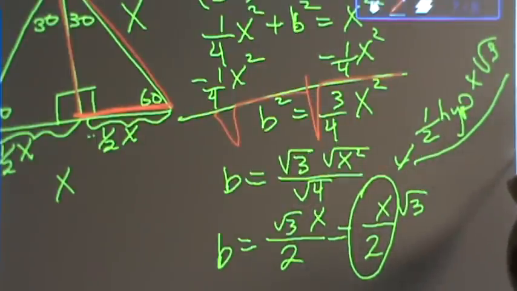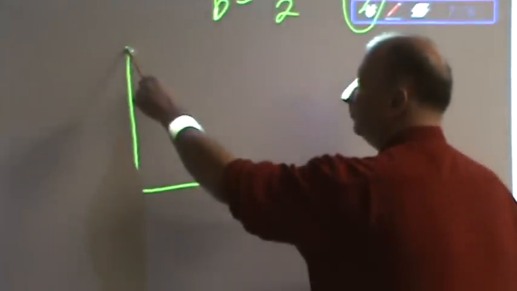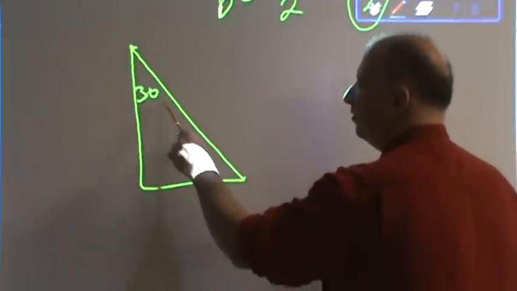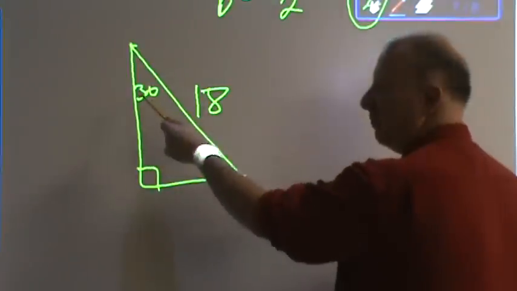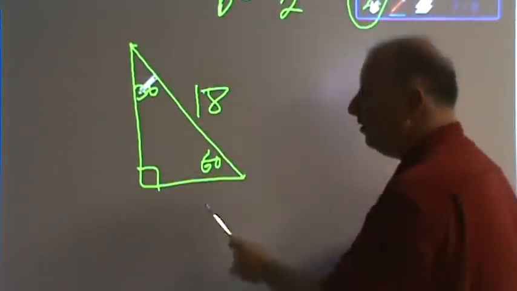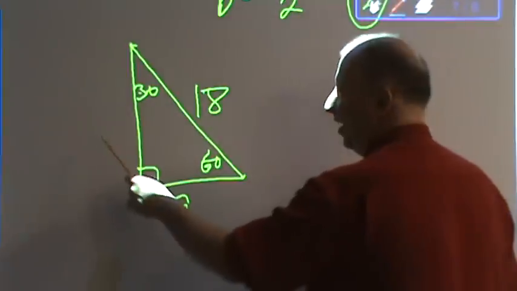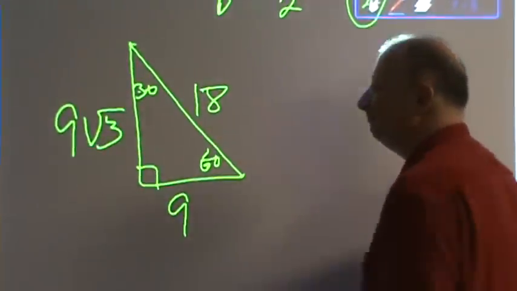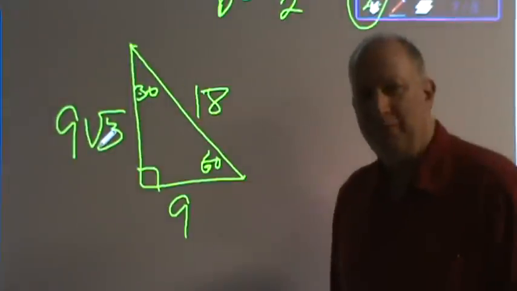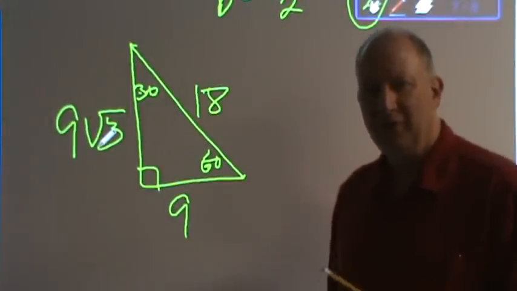Well, basically, now that you understand the rule, let's look at what happens. 30, 60, 90. If this is 18, side opposite 30 is what? 1/2 the hypotenuse. 9. Side opposite 60, 1/2 the hypotenuse times square root of 3. 9 square root of 3. Yes, it's a rule, but it's more important to understand it before just following the rule. Thank you and good luck.